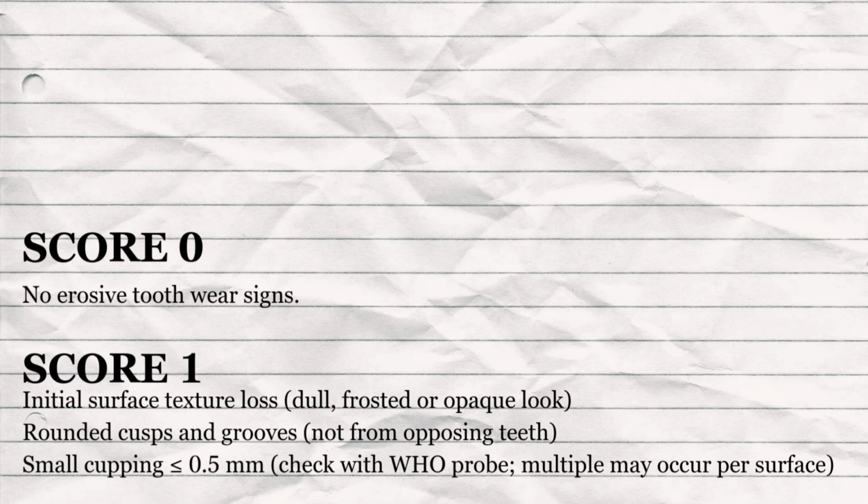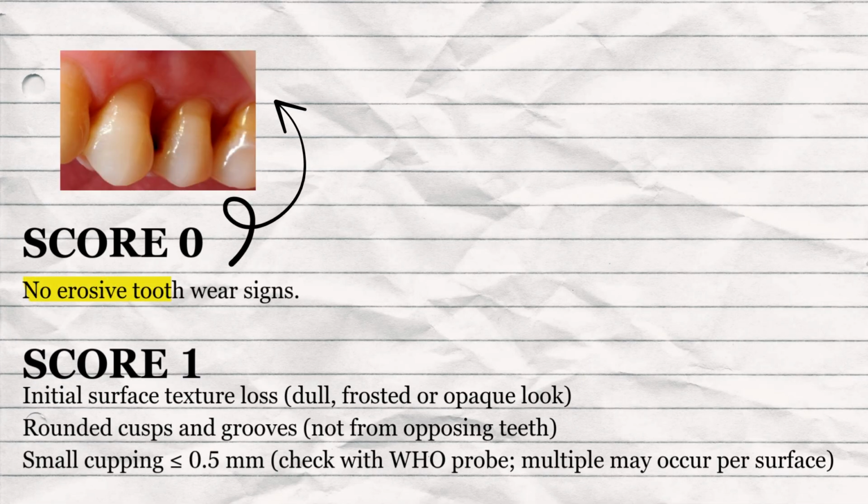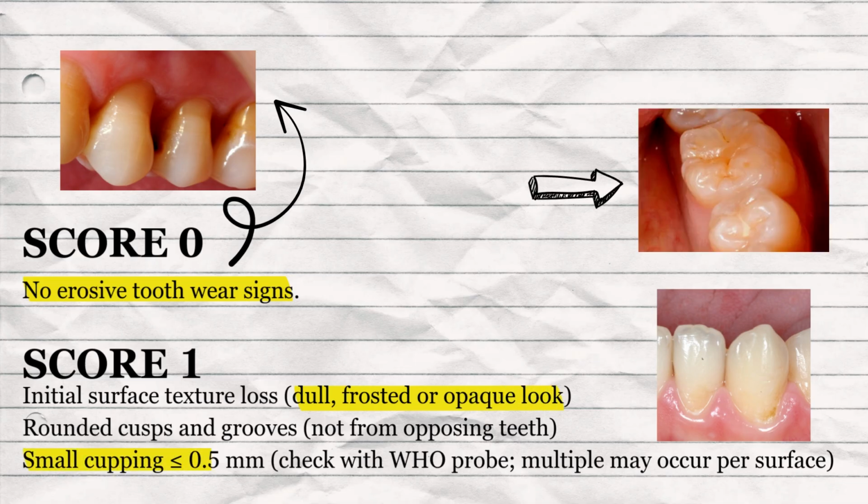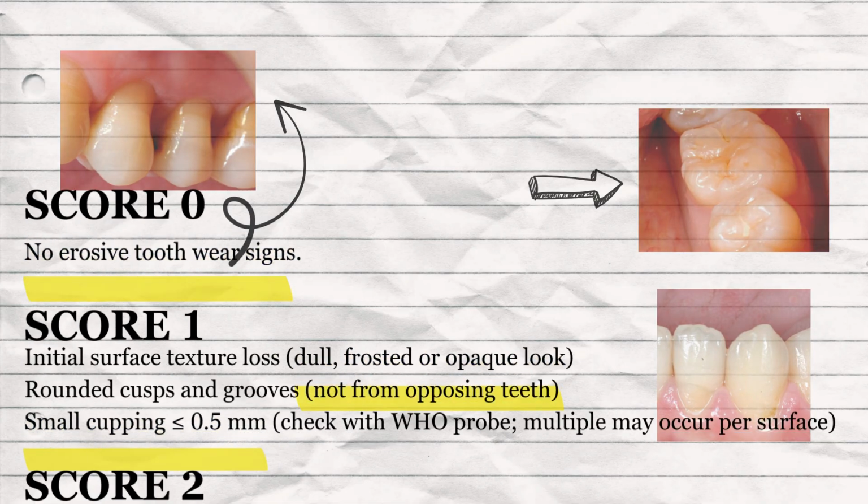Here's what each score means. Score 0 means there is no erosive tooth wear. Score 1 looks frosty or dull, which indicates an initial surface texture loss. If there is cupping, it will have a diameter of 0.5 mm or less.